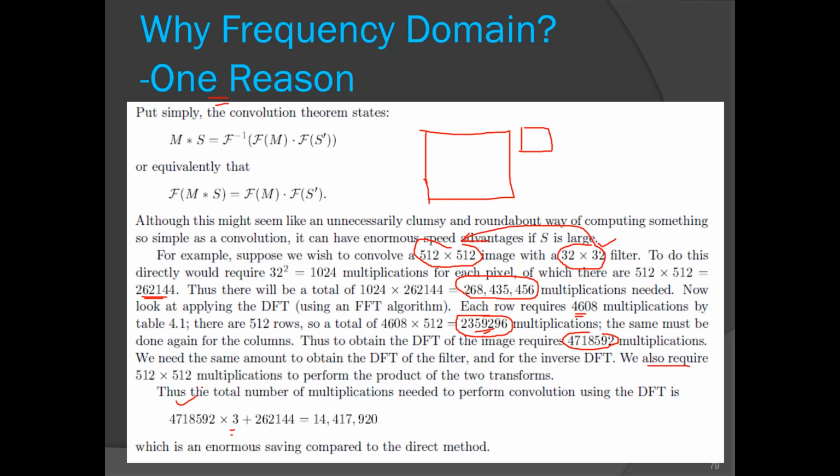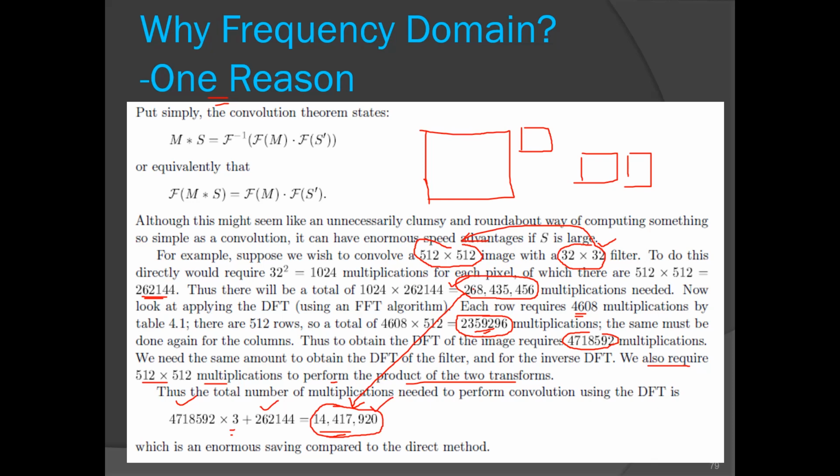we also require 512 by 512 multiplications to perform the product of the two transforms. Finally we have the matrix multiplication, so that many multiplications are also required. And the final multiplications are this one. Now compare this one with this one. These are the multiplications required in the spatial domain, and these are the multiplications required in the frequency domain.